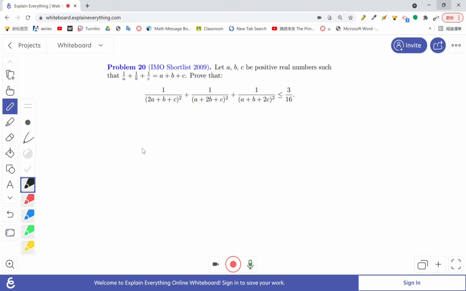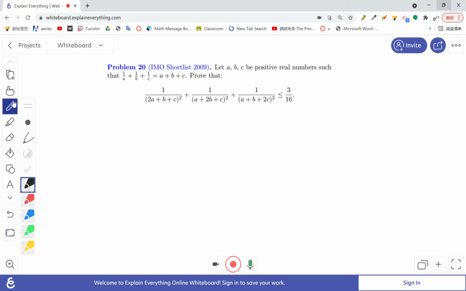So today I'm going to be writing a proof for this problem: 1 over (2a plus b plus c) squared plus 1 over (a plus 2b plus c) squared plus 1 over (a plus b plus 2c) squared, all less than or equal to 3 over 16, if 1 over a plus 1 over b plus 1 over c is equal to a plus b plus c.